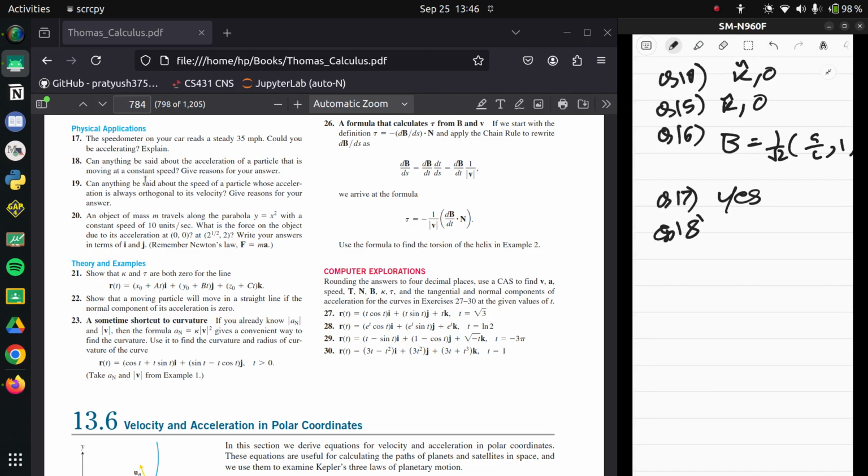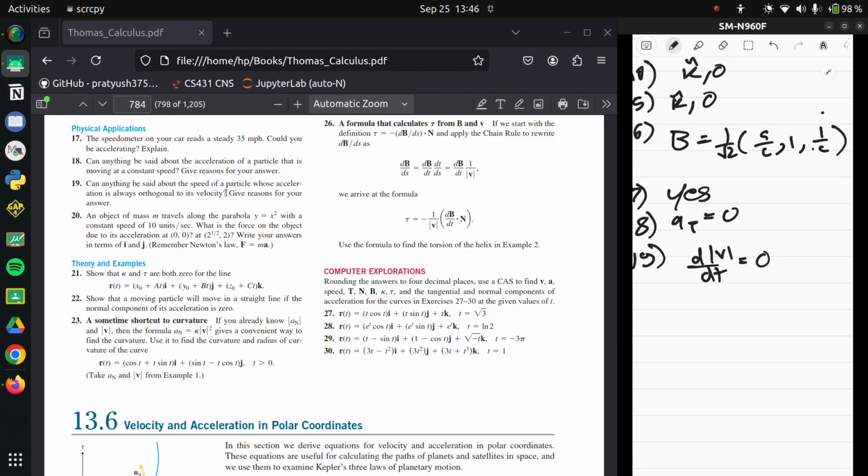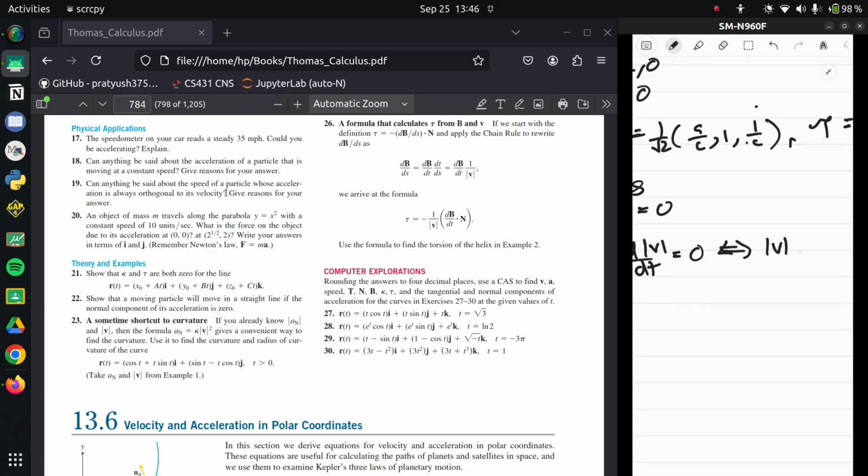Question number 18. Can anything be said about the acceleration of a particle that is moving at a constant speed? Its tangential acceleration is 0, that's one thing. Question number 19. Its acceleration is just a normal acceleration. Can anything be said about the speed of a particle whose acceleration is always orthogonal to its velocity? Its speed is constant. So acceleration is always orthogonal, so it's normal to velocity. Sure. Which is to say that the speed is constant.